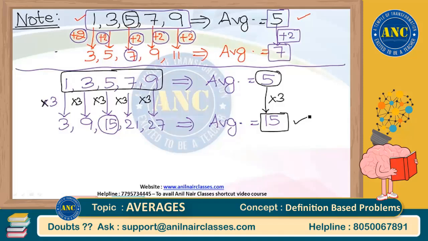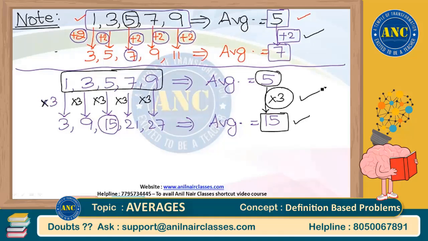That means, in simple language, if each number in any given series, it may or may not be in arithmetic progression. I took an example where a series is in arithmetic progression. You can take some other example where a series is not in arithmetic progression, but the only thing is, arrange it in ascending or descending order. If each number in the given series is increased or decreased or multiplied by some constant k, my average also increases or decreases or multiplies by the same constant k, right?